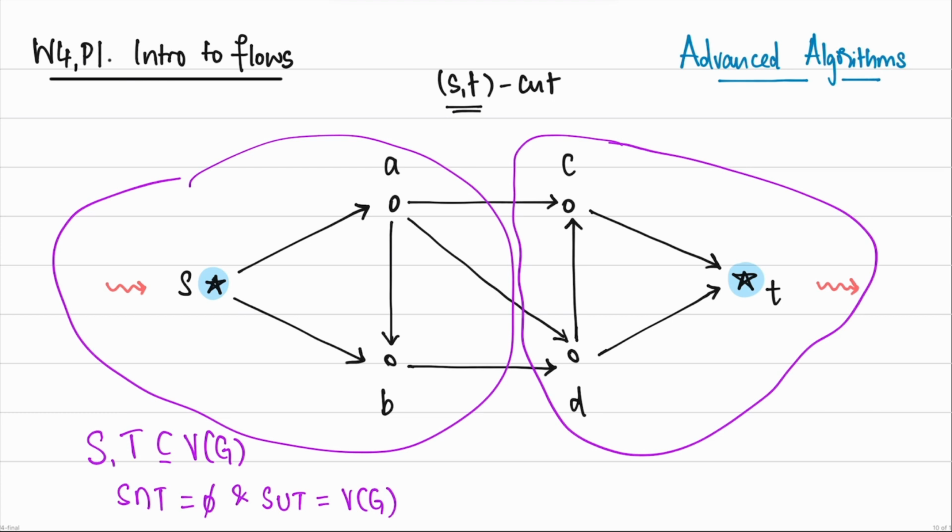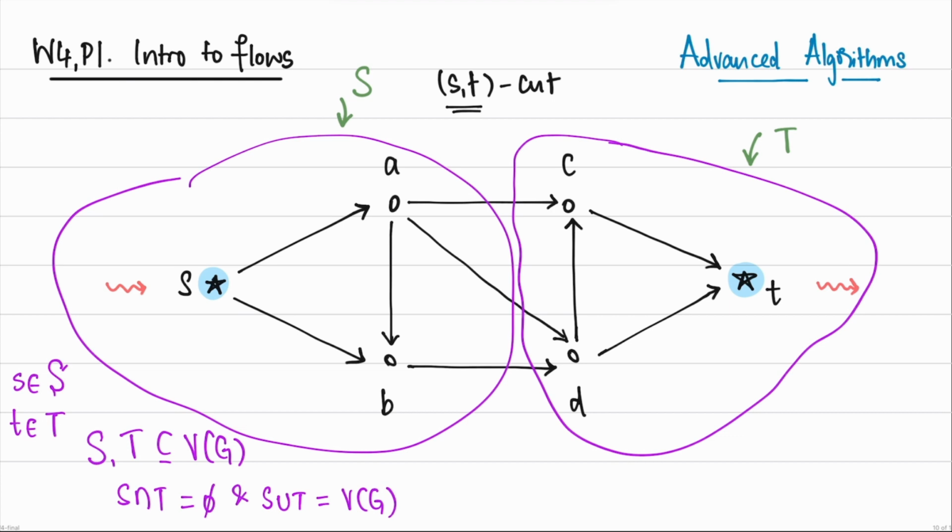This is what it means for S and T to be a partition. For this partition to count as an ST cut, it must divide S and T into two separate parts. So notationally, the tradition is to say that the source S belongs to the part denoted by capital S, and the target T belongs to the part denoted by capital T. So here in this example, I'm going to have to label this side as S and this side as T, and this would count as a valid cut.